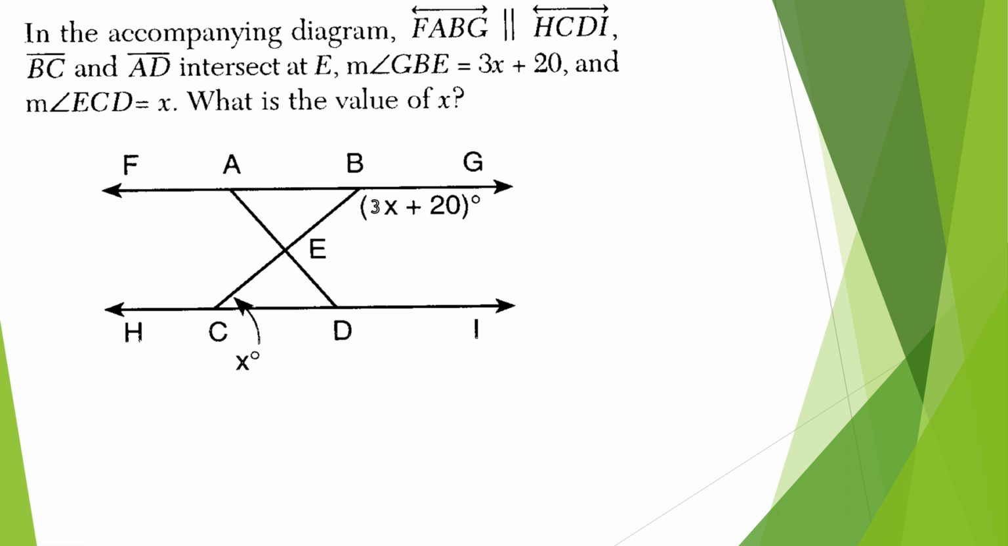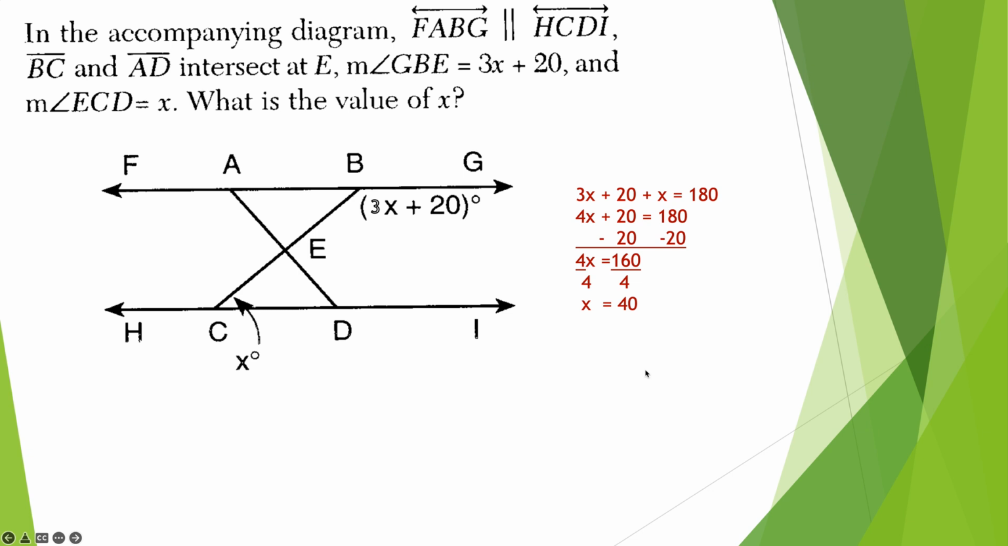So I think that segment AD was put in there to confuse you. The bottom line is this angle here, where they put the x in and the 3x plus 20, are consecutive interior angles of parallel lines. So you know that they have to add up to 180 degrees.